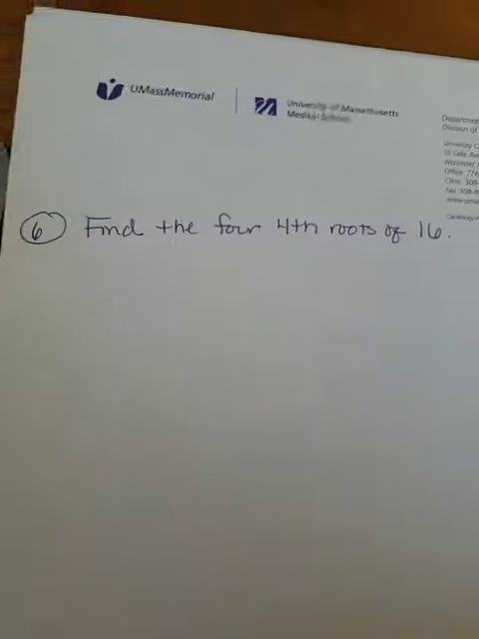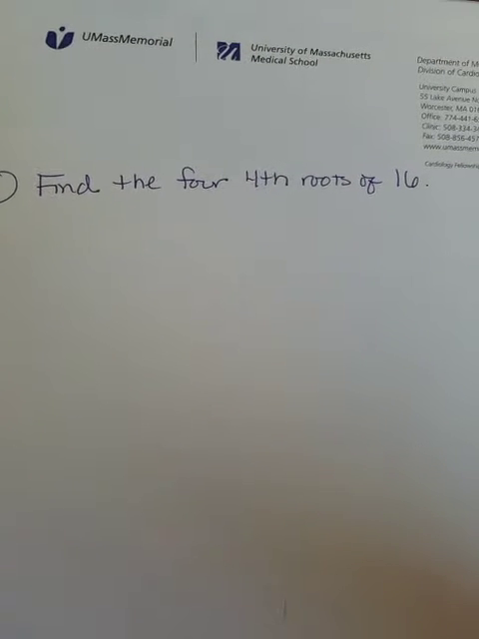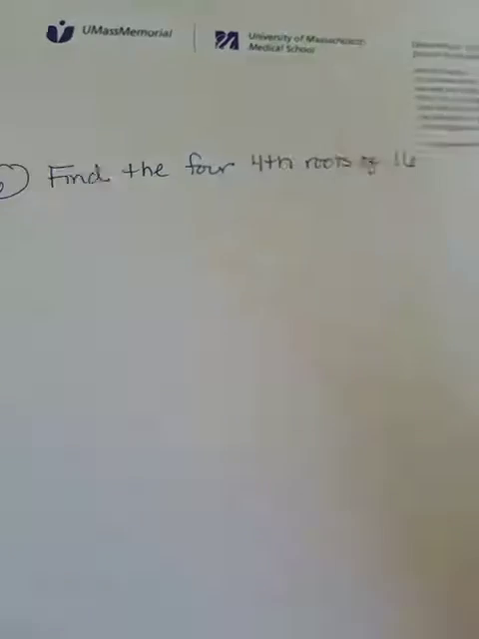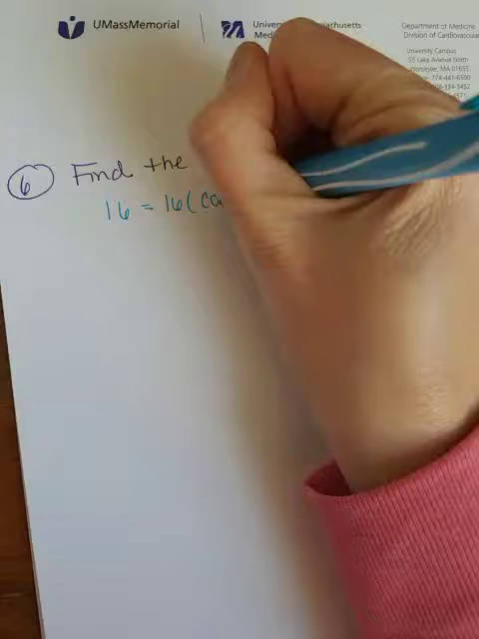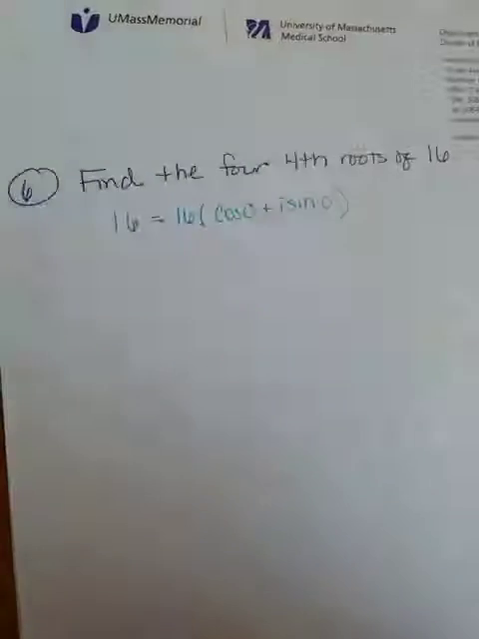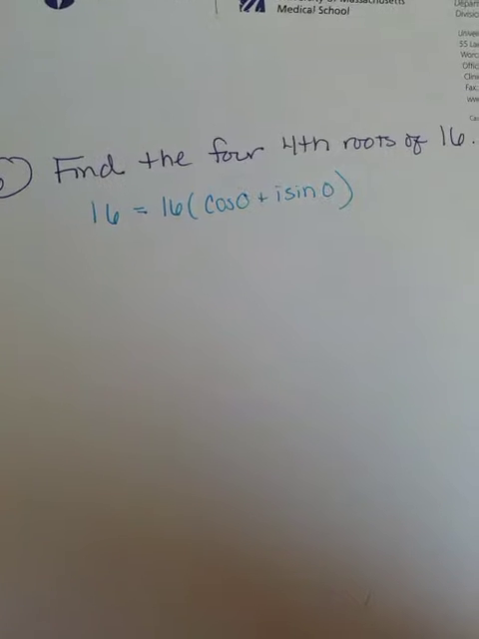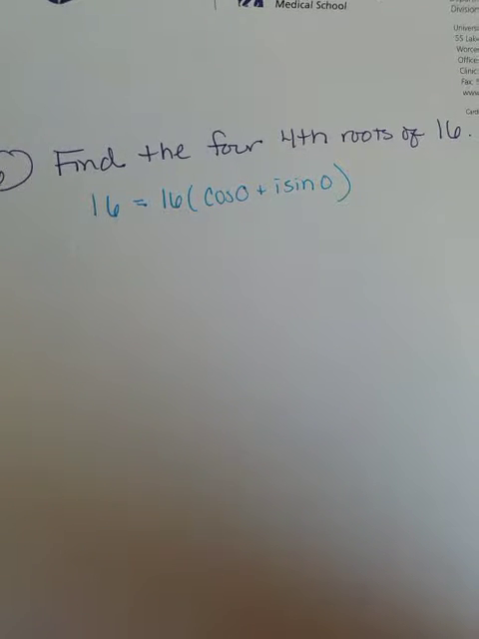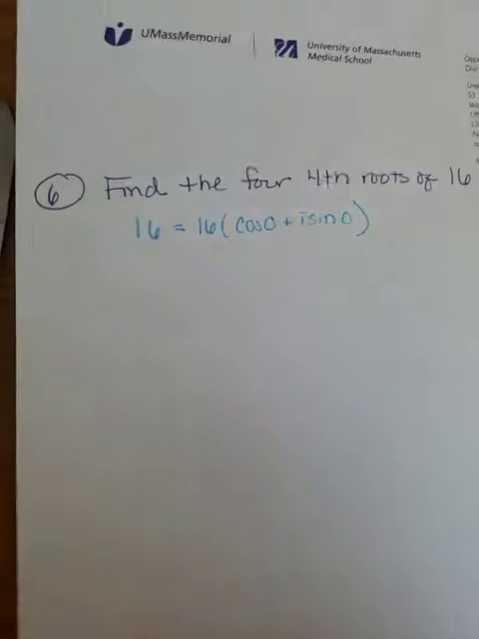So let's apply this to an example. All right, so number 6. I have 6 and 7, and then that's it. So find the fourth roots of 16. Okay, so it helps you if you would rewrite these in your trig form. So 16 is really 16 cosine of 0 plus i sine of 0, because your cosine of 0 is going to give you 1, and your sine of 0 is 0, so it's just 16 times 1, which is 16.